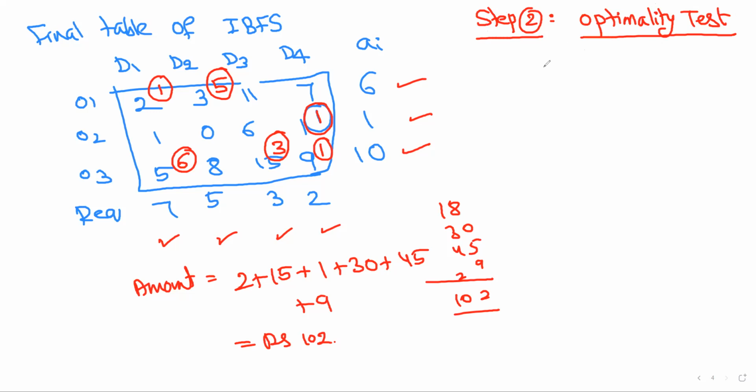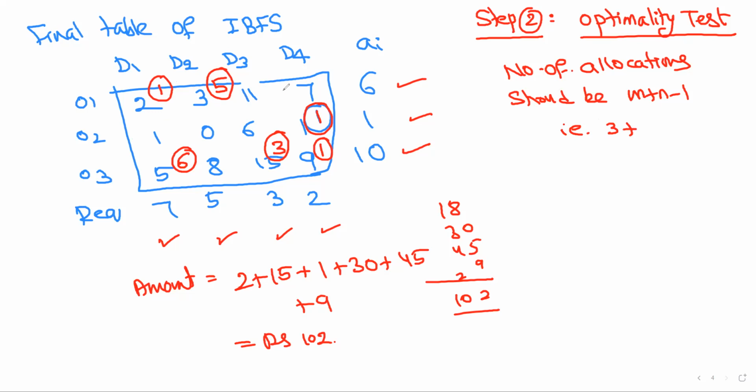Optimal test means, so first before that we have to see the number of allocations. The number of allocations should be m plus n minus 1, nothing but number of rows and columns. How many rows here? 1, 2, 3, 3 rows, 4 columns, D1, D2, D3, D4, minus 1. So 6 allocations should be there. Check it once. Yes, we have 6 allocations.